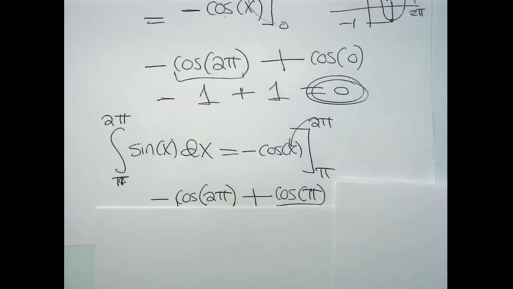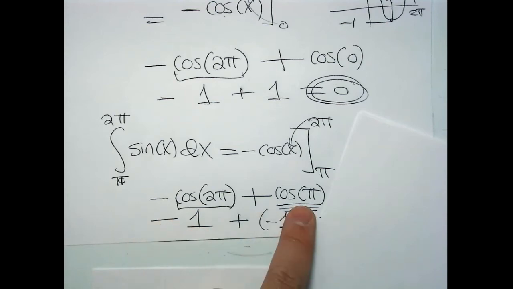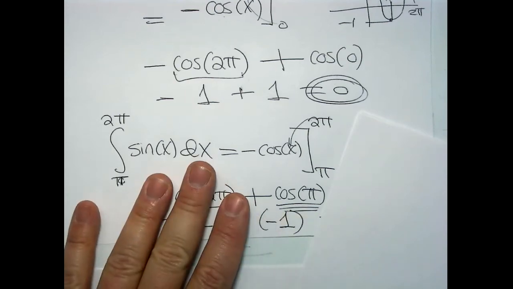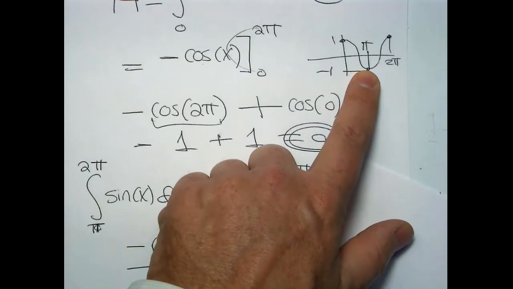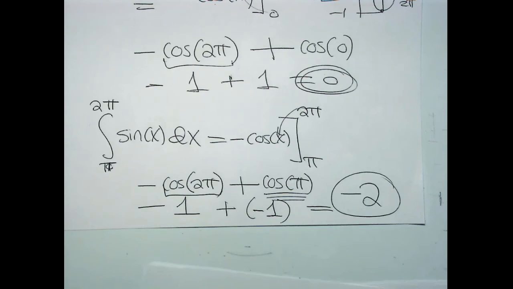Well, take a look at what we have here. They don't cancel out. We've done the cosine of 2 pi before. It is 1, so this says minus 1. The cosine of pi, well, let's go take a look up here. It's right there. Cosine of pi is negative 1. So I've got negative 1 minus 1. I've got negative 2. So we were spot on.